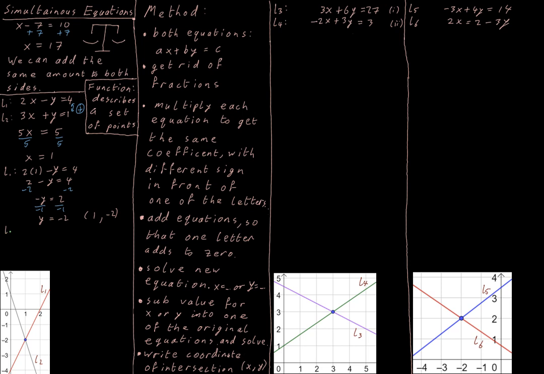What happens if I do the same thing with L2? So 3 times x, so 3 times 1 plus y is equal to 1. So I have 3 plus y is equal to 1.